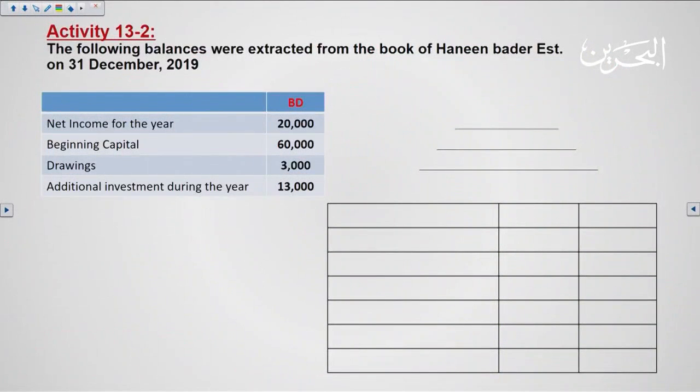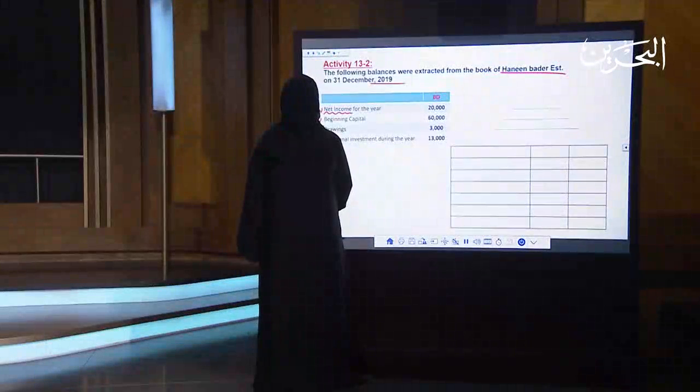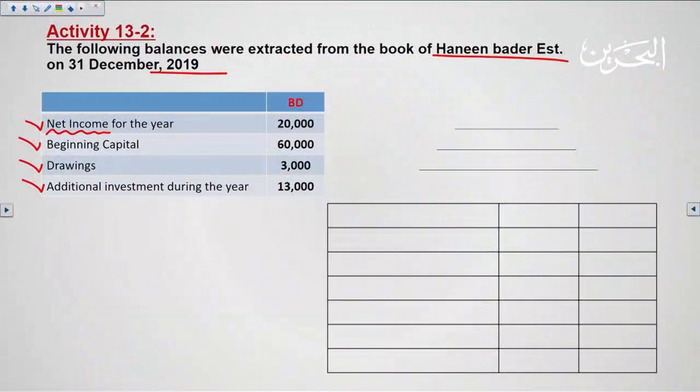Moving on to activity 2. This is a very easy activity. It has a different idea because we don't have to start with the income statement. They already give us the net income amount here. So we will start directly with the statement of owner's equity. Let's see the question. The following balances were extracted from the books of Hanin Badr. This is the name of the company and this is the period of time. We have here the net income, the beginning capital, the drawing, which will decrease the capital, and additional investment, which will increase the capital.